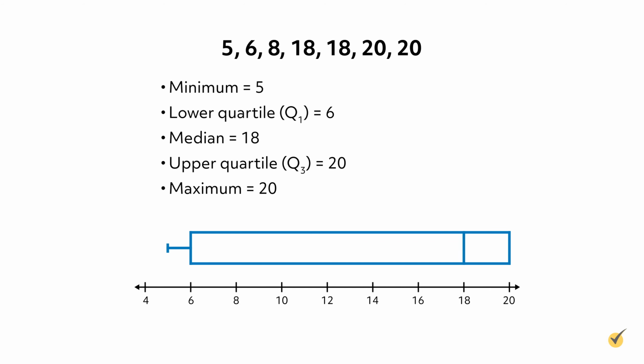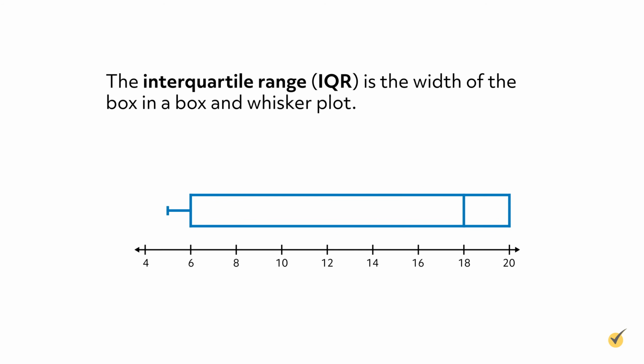The interquartile range, or the IQR, is the width of the box in a box and whisker plot. In other words, it's the difference between the upper and lower quartiles. In this example we just looked at, the upper quartile was 20 and the lower quartile was 6. Since 20 minus 6 equals 14, the IQR for this set of data is 14.